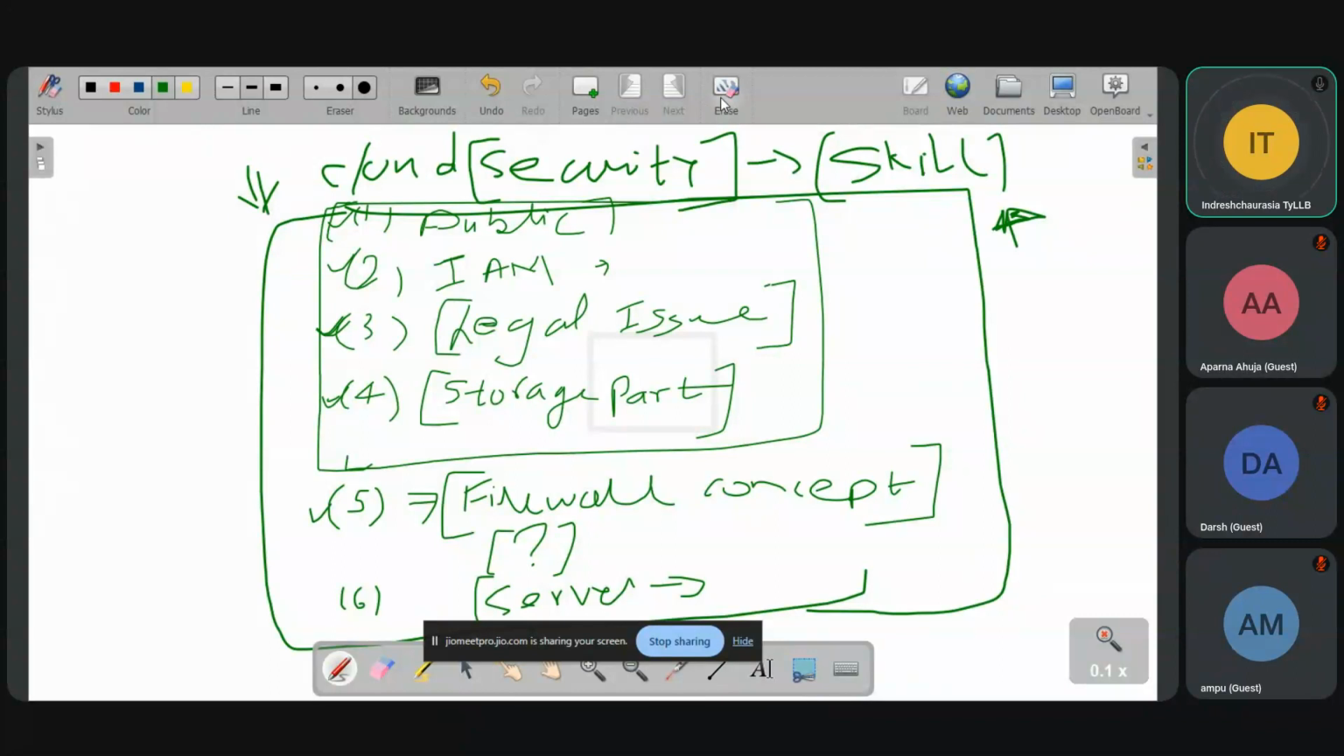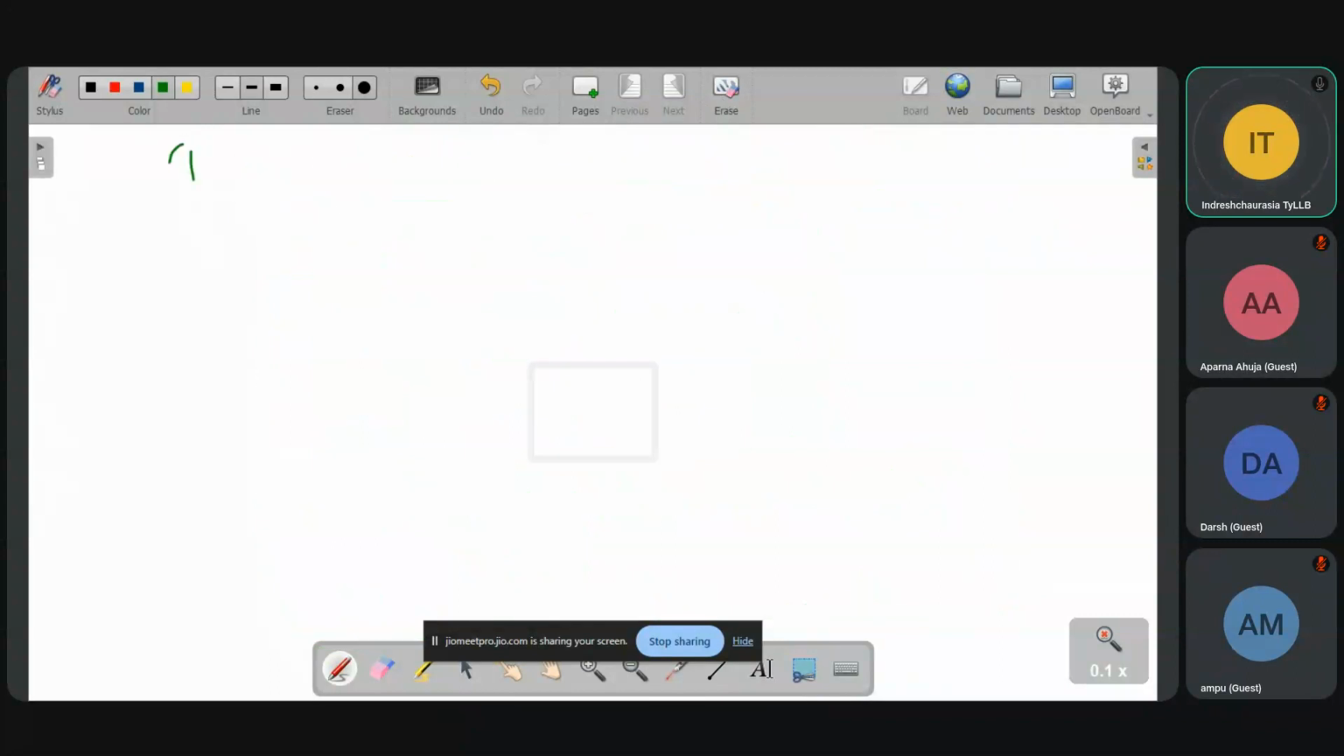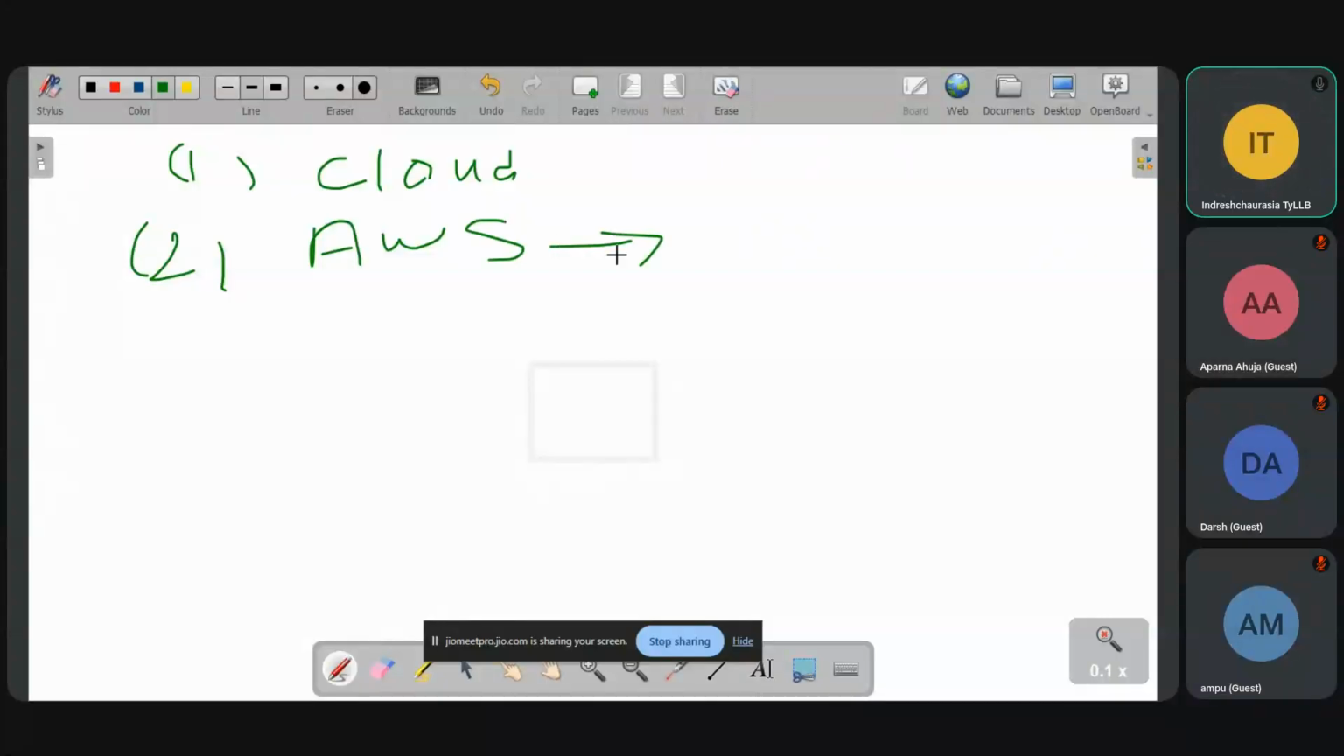Now we will see this. When I say cloud, we are going to see two service providers. One is AWS, the largest service provider. It is owned by Amazon and it has 36% market share.